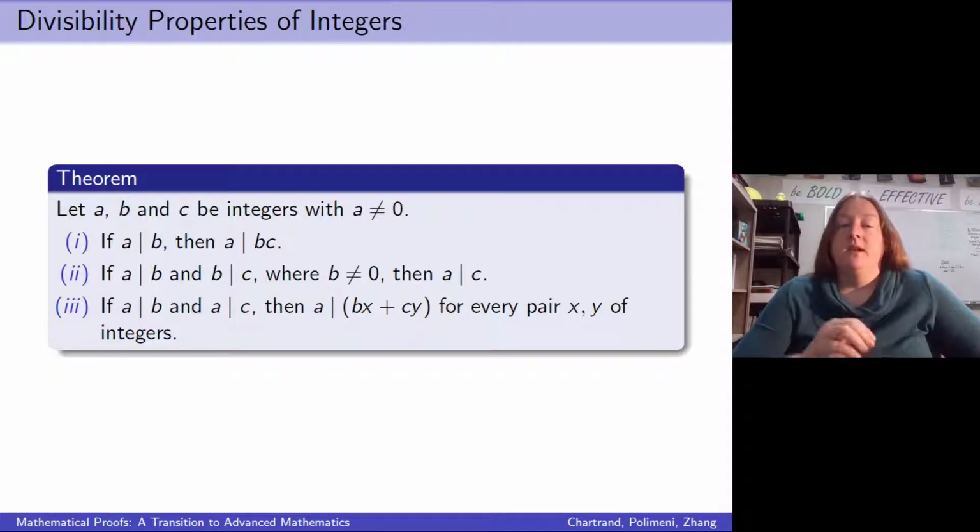The second thing we know: if a divides b and b divides c, where b is not equal to 0, then a divides c. And finally, our third item is if a divides b and a divides c, then a divides the quantity bx plus cy for every pair x and y of integers. And we'll come back to what that sum is called next class, actually.